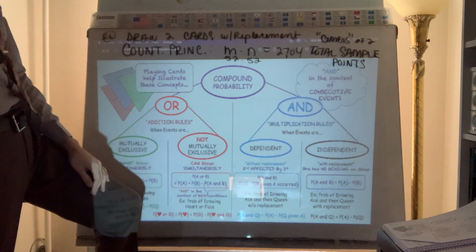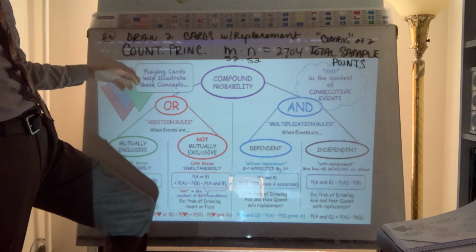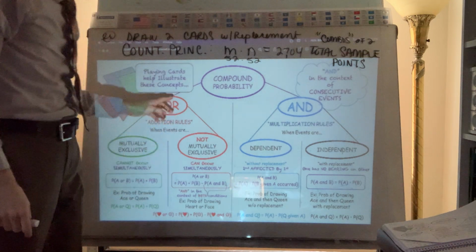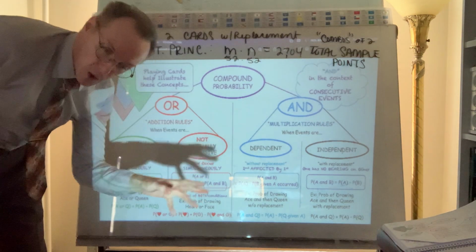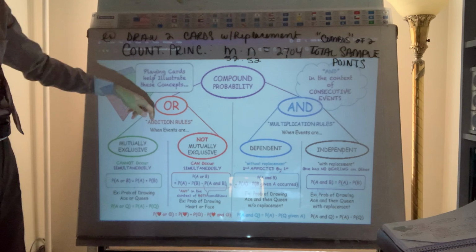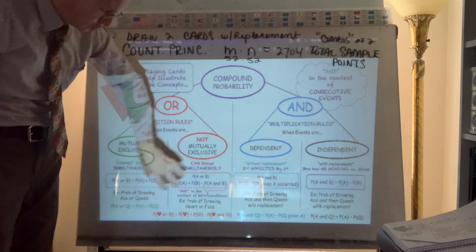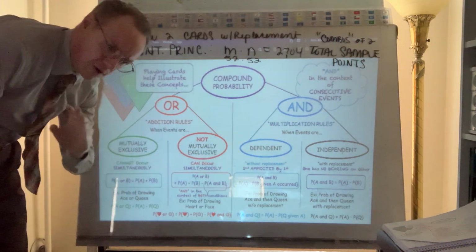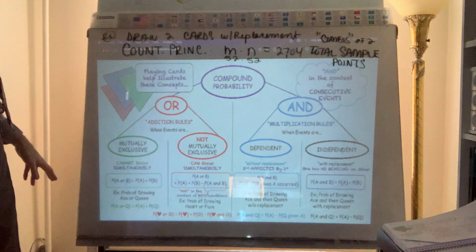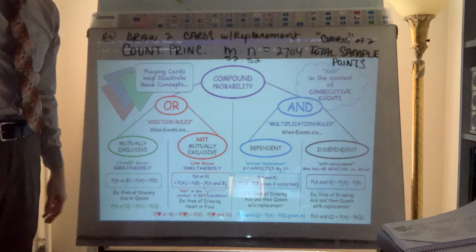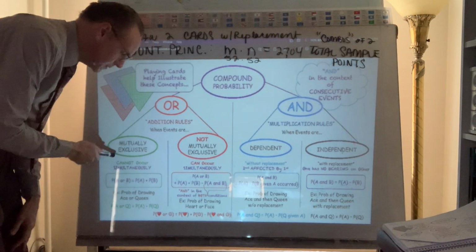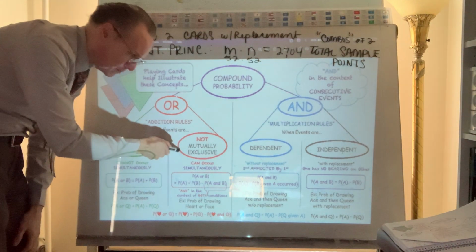Anyhow, for compound probability, playing cards help illustrate these concepts. Now, when you see the word or in context, this is indicative of the addition set of rules, which are basically these two formulas. Insofar as an operation is concerned, it's going to be addition. But what you have to decide is whether the situation described is mutually exclusive or not mutually exclusive.